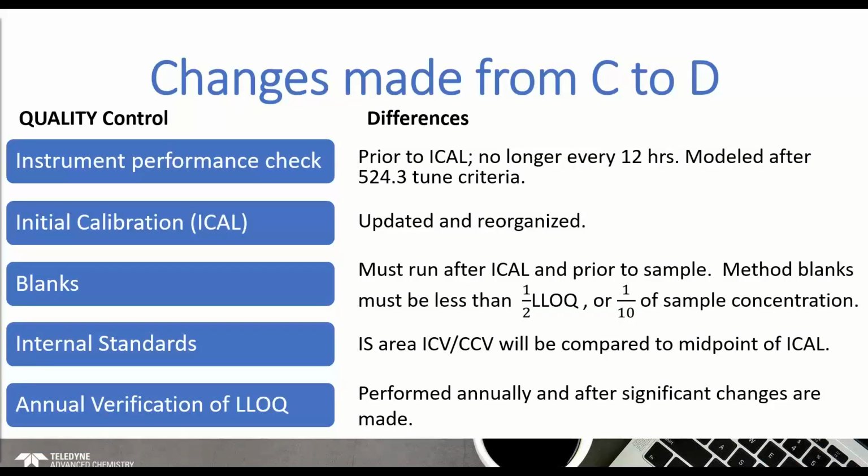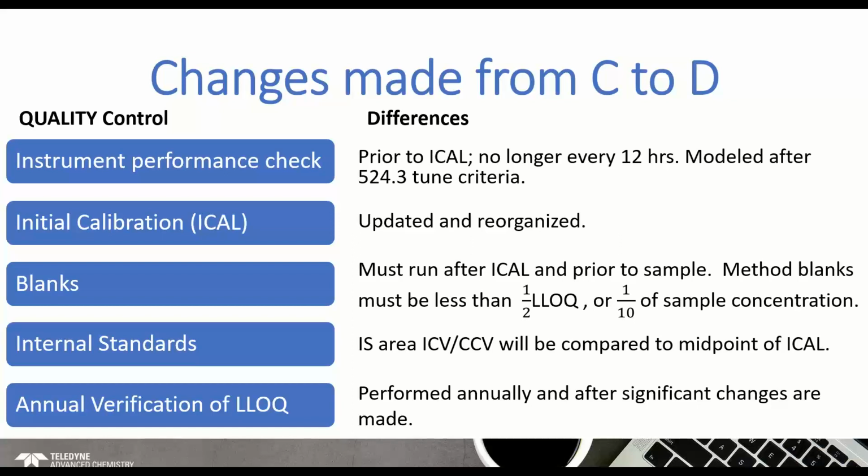A few changes worth noting when changes are made from C to D is the instrument performance check. Now, prior to initial calibration, it is no longer done every 12 hours as mentioned before, and this was modeled after the 524.3 tune criteria. The initial calibration was also updated and reorganized, which I'll talk a little bit further about in the upcoming slide. The blanks were given a little bit more specific details in terms of passing criteria.